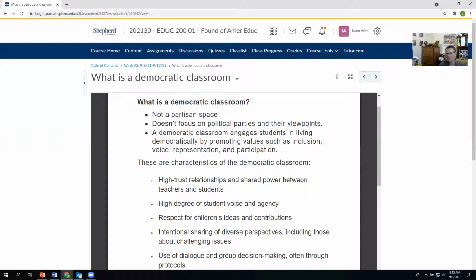This is a nice way to put it. It's kind of a definition, but a democratic classroom engages students in living democratically by promoting values such as inclusion, voice, representation, and participation. The end goal of this is students learning that everyone's voice matters, and we should be able to feel like we could share our opinions, but also listen and accept others' opinions, even if we don't agree with it, which honestly we probably could use more of today, just across the board, on all sides, right, left, middle, Twitter, everything.